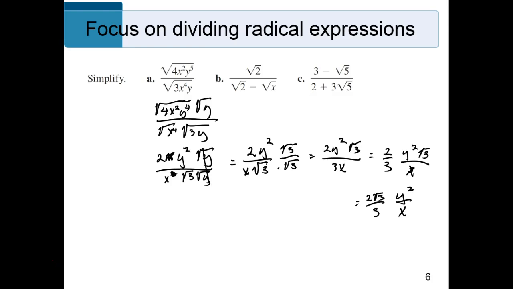Let's see if I can find what they have. 2y squared root 3 over 3x. Yes, they left it just like that. I just did the others just to show there's different ways to express the same answer. Not in WebAssign, but in real life there are. Okay. All right. Everybody got it?